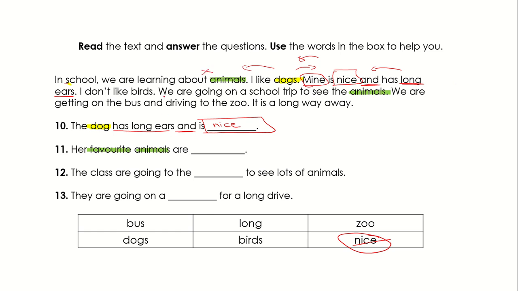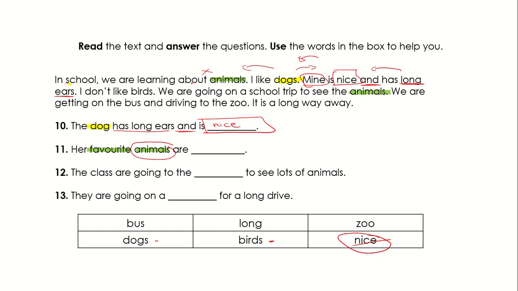Second sentence where I see animals, we are going on a school trip to see the animals. Now, none of those sentences are giving me the answer I'm looking for. We want to know the name of her favorite animal. So now we need to look for animals' names, right? In our word bank, we have two animals. We have a dog, I'll put a dot here, and a bird. So let's now look for dogs and birds.